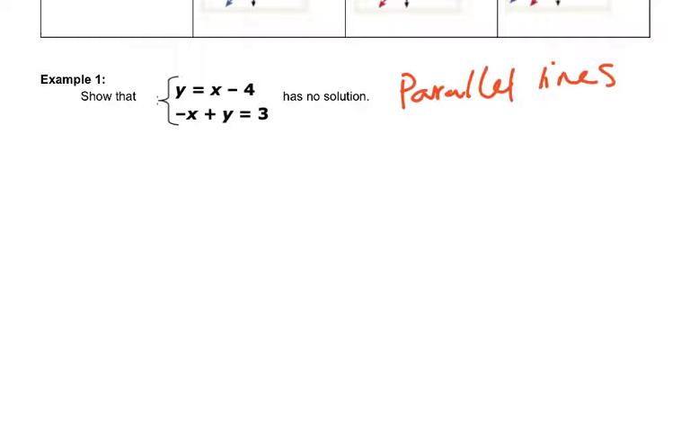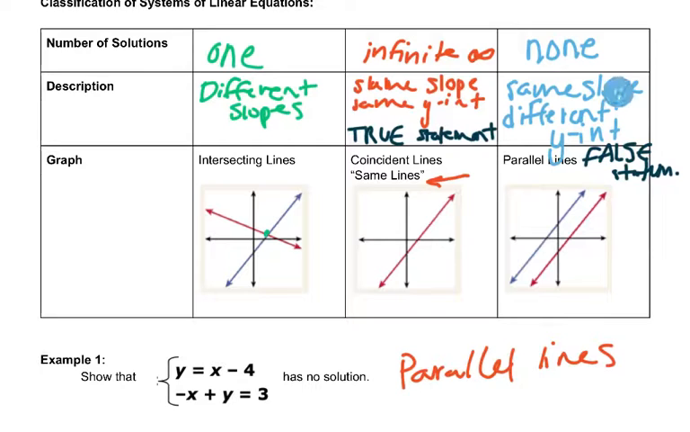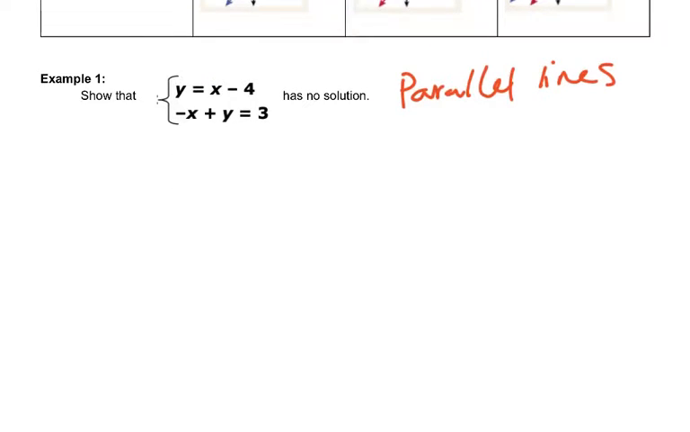So how are we going to show that they're parallel lines? We can either go through and get the same slope and different y-intercepts, or we could actually solve them and find a false statement. So I'm actually going to do both just to kind of see what's happening. So the first thing that we're going to do is rewrite both of the equations so that they are y equals, something that we have been practicing. Taking a look at this first one, it's already y equals, and the second one, if I move this x over to the other side, we now have y equals x plus 3.